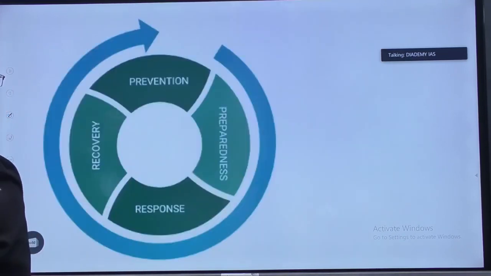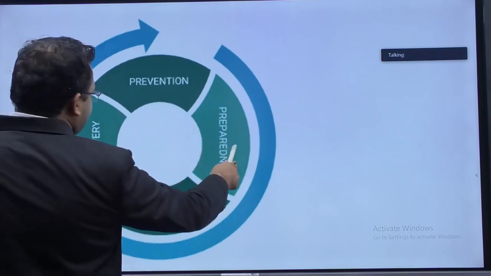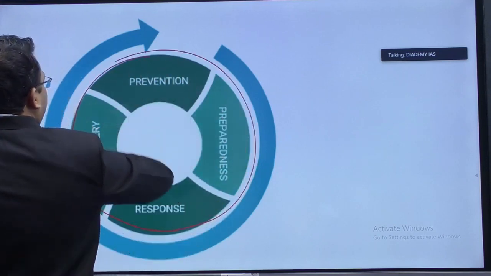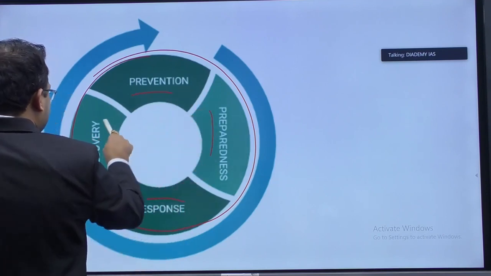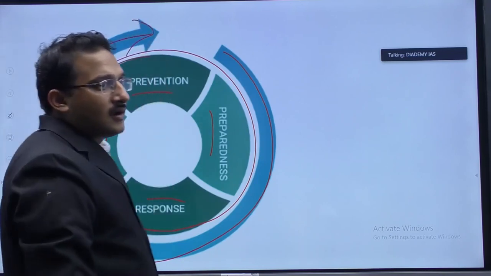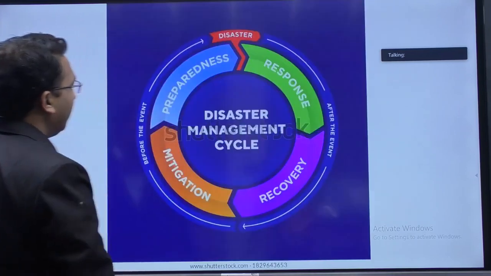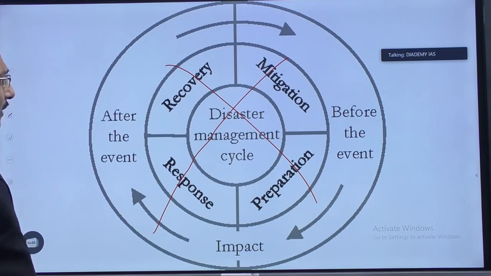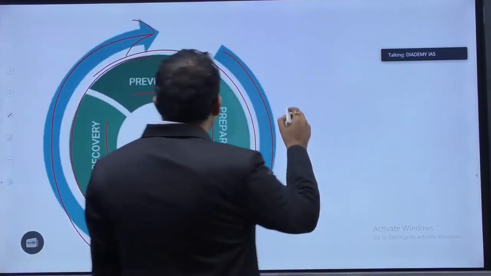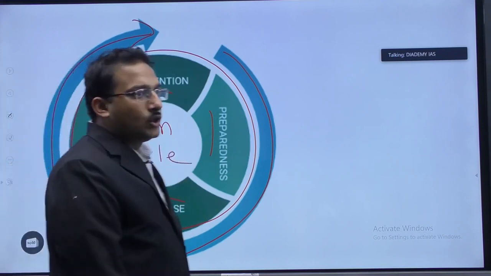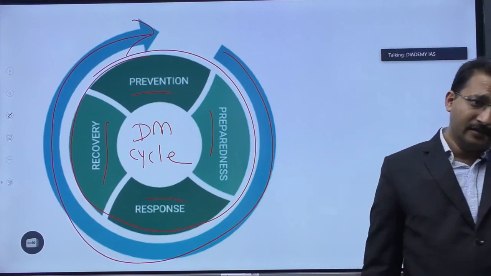I will suggest draw this like preparedness. It starts from here. Okay, response, recovery and prevention. Just make a circle and you can write 4 points like this, and then you can make this kind of circle arrow. This shows the entire mechanism. Yes, if you want to show all of this, it will take more time. It will be very complicated. Some of you might struggle in making this. So best way is, if you have to make about disaster management cycle, this is simple and doable, right? Simple and doable, right? Disaster management cycle.